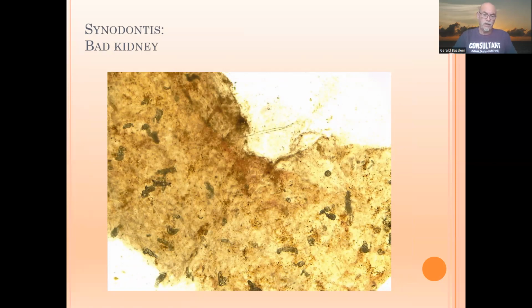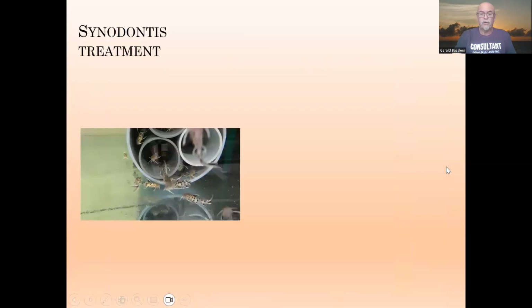We also examined the kidney. You can see here the black spots in the kidney. It's the calcification or obstruction of the tubuli, which is causing a problem for the health of the fish.